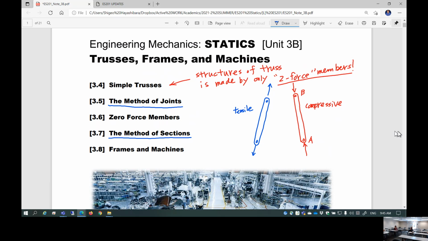Now, in order to do method of sections, this is actually not statics. This is actually a preview of solid mechanics.